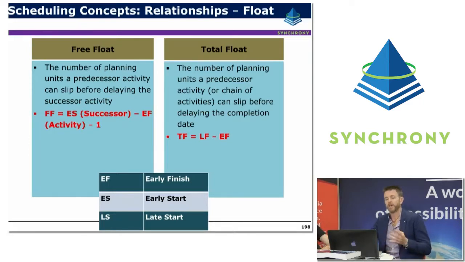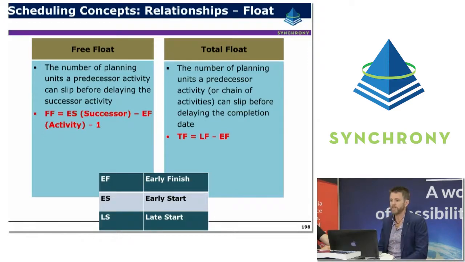Right, so the free float just tells us how much any individual activity can slide or slip before it will impact the start of the successor activity. The total float is a lot more significant and a lot more important, and comes into play in terms of prioritising projects, dealing with extensions of time and all sorts of really important areas in project controls.